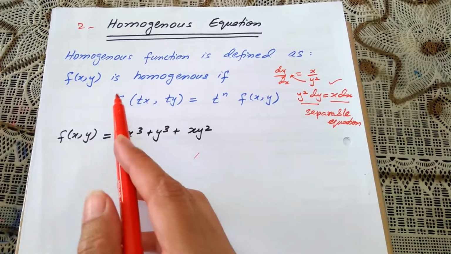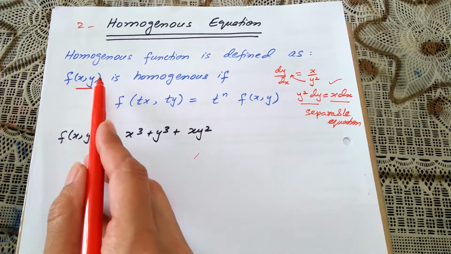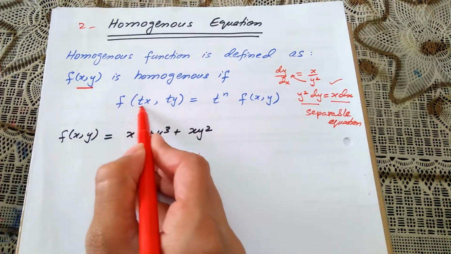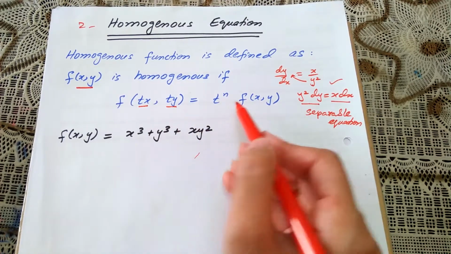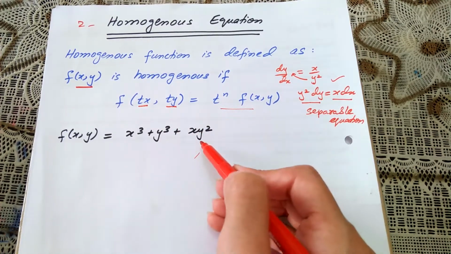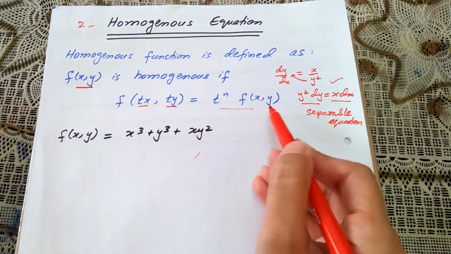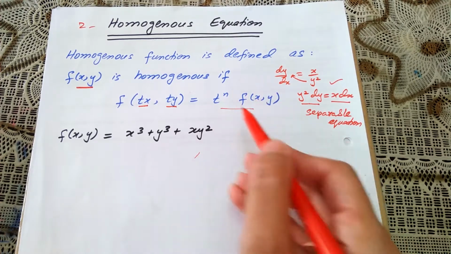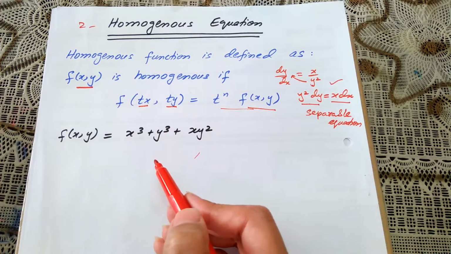A function f(x, y), a function of the variables x and y, is homogeneous if you replace x with tx and y with ty, and the variable t is completely separated out from your main function. Then we can say the given function is homogeneous.